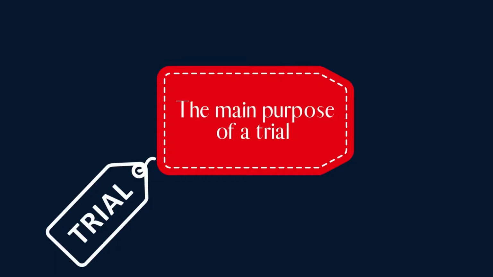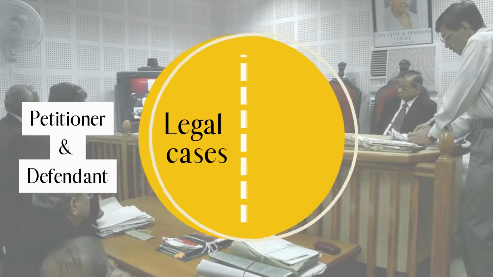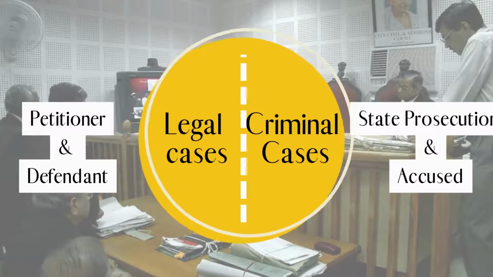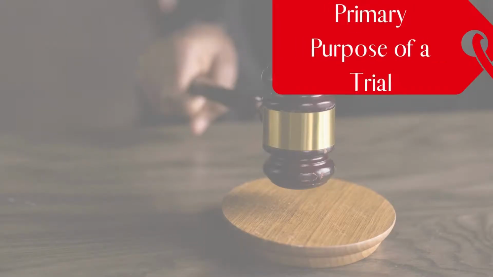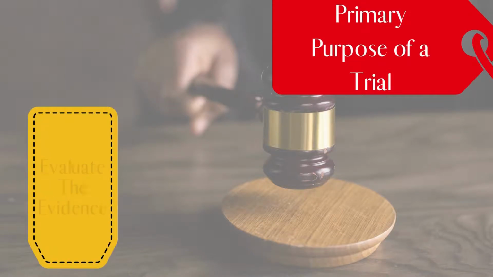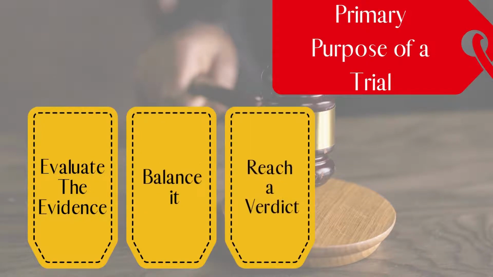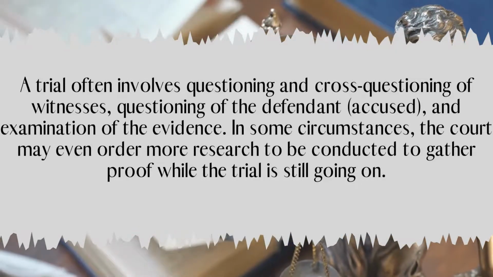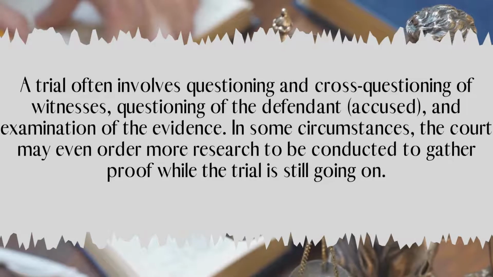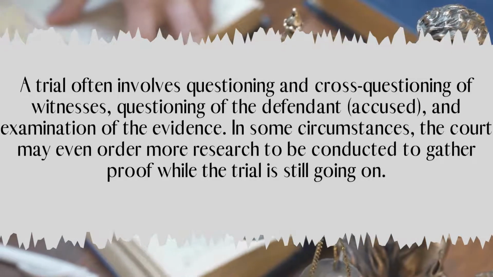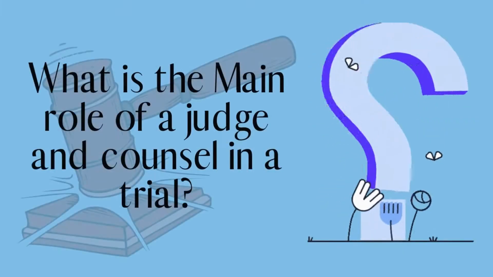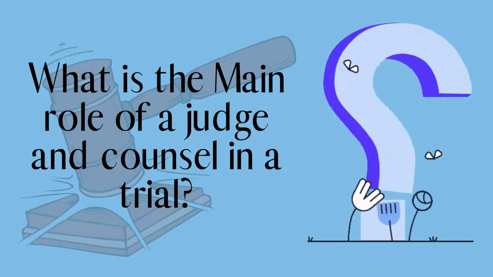The main purpose of a trial. The petitioner or the claimant and the defendant are the major parties in civil cases. The state prosecution and the accused are the principal parties in criminal cases. The primary purpose of a trial is for the court to evaluate the evidence at hand, balance it, and then reach a verdict. A trial often involves questioning and cross-questioning of witnesses, questioning of the defendant, and the examination of evidence. In some circumstances, the court may even order some research to be conducted to gather proof while the trial is still going on. What is the main role of a judge and a counsel in a trial?